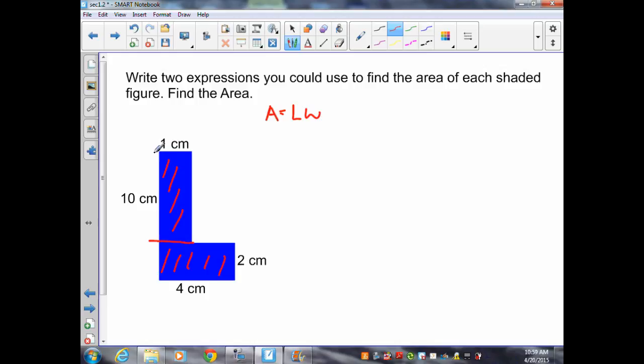So let's determine the dimensions of this piece here. Since this is 2 and the whole piece here is 10, that makes this piece from here to here 8 centimeters. So now the first rectangle has a length and a width, which I know is going to be 1 centimeter by 8 centimeters. I'm going to add that to the bottom one, which I know is going to be 2 by 4.